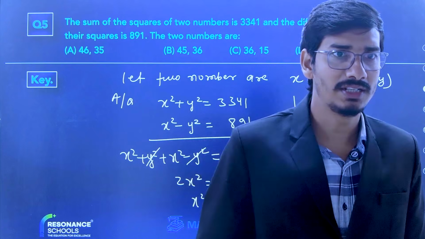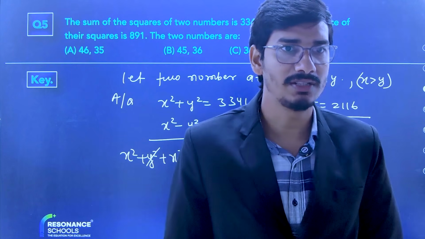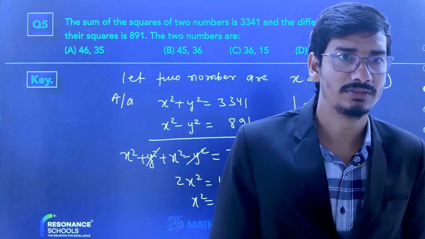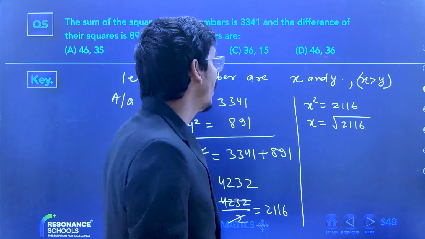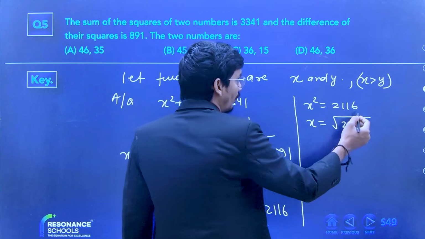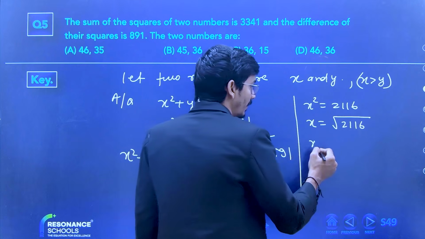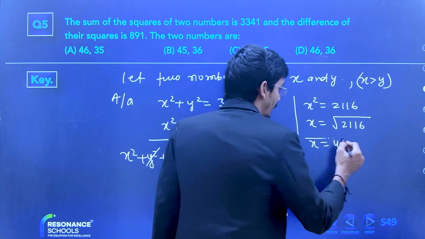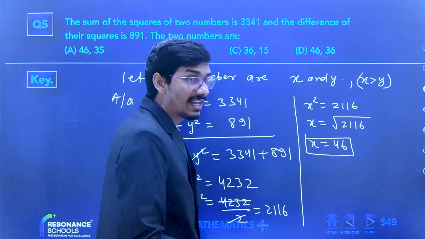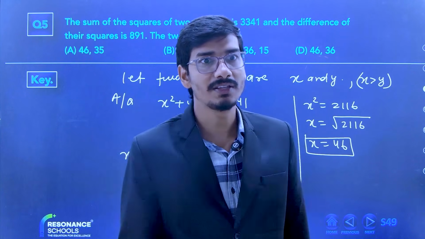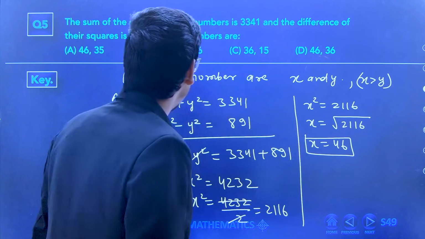Chetan is also telling, Harshit Reddy is also telling 46. Good. Many people are telling that the square root of 2116 is nothing but 46. If x equals 46, then what is the value of y?